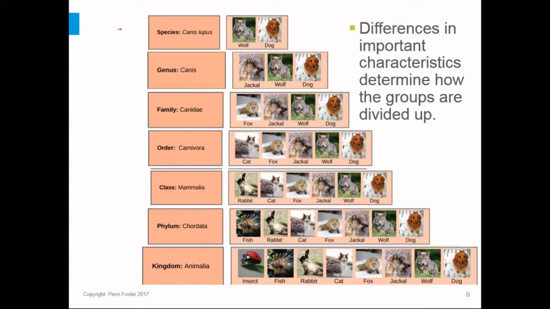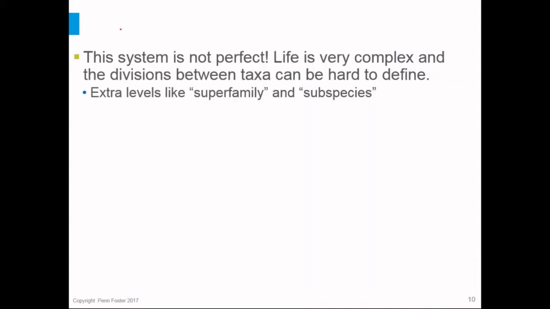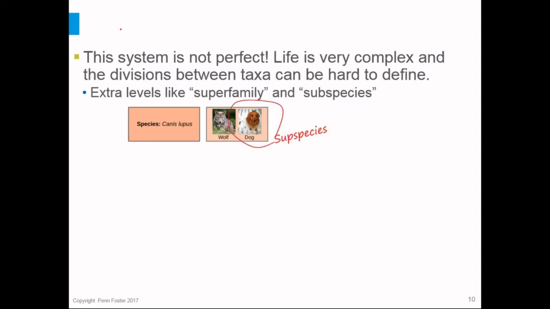So this system is the best that we have for organizing everything, figuring out what is related to what. But this system is not perfect. Life can be very complex, and the divisions between different levels of taxa can be very hard to define. Sometimes you'll see additional levels, such as superfamily or subspecies. For example, we just said dogs and wolves are the same species, but because dogs have such different traits that we've selected for, they're actually considered their own subspecies within that species.